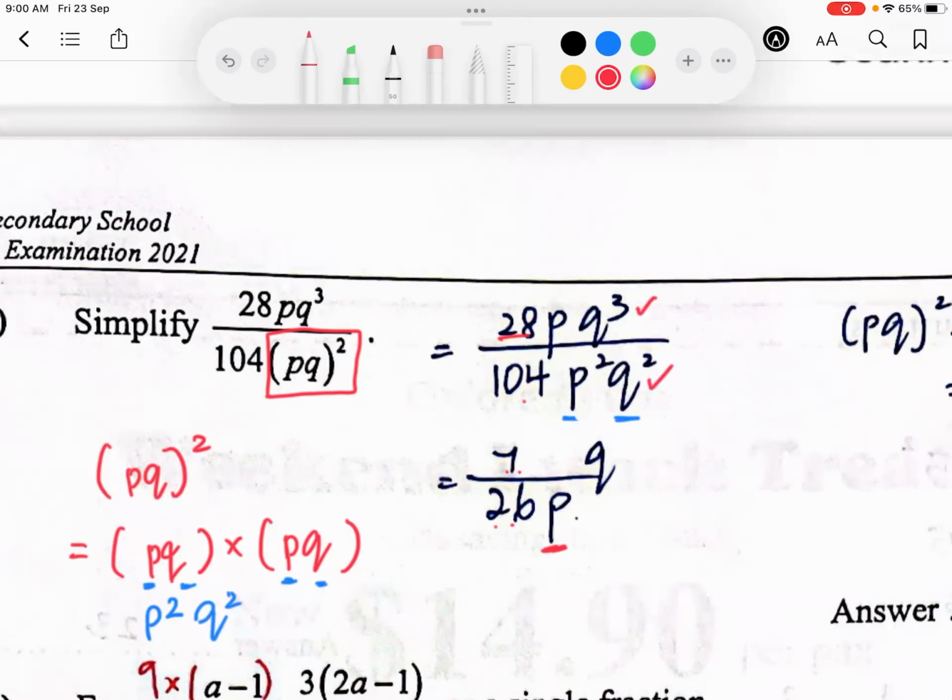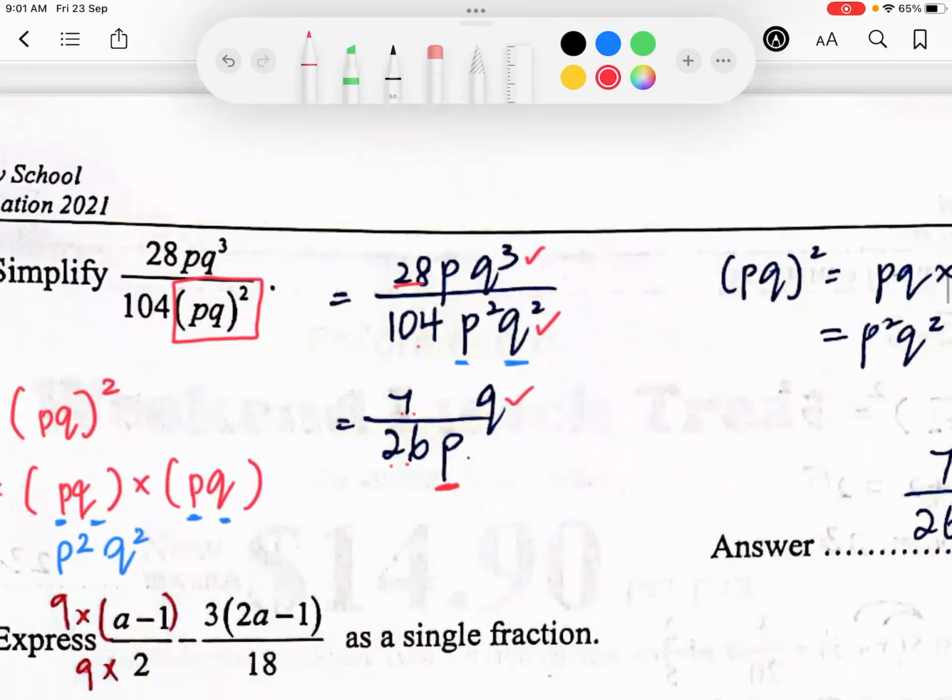Which one has more power? Numerator or denominator? Yes, Q cube. Numerator has more power, right? After I cancel out, I'm left with Q to power 1, but it's in the numerator. So please make sure you write it properly.